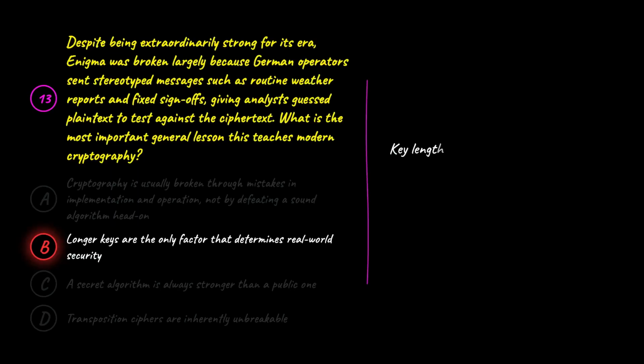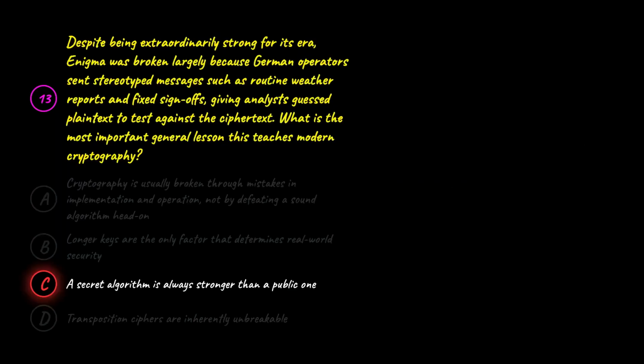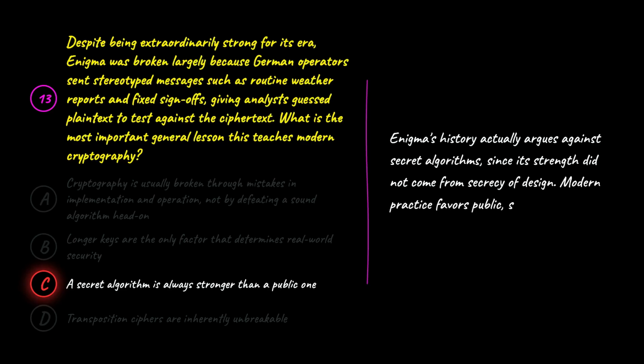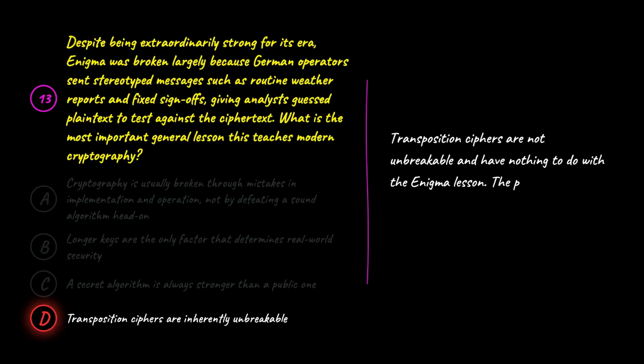B is wrong because key length matters, but Enigma's failure came from how it was used, not from a short key. Focusing only on key length misses the operational cause of the break. C is wrong because Enigma's history actually argues against secret algorithms, since its strength did not come from secrecy of design. Modern practice favors public, scrutinized algorithms under Kerckhoffs' principle. D is wrong because transposition ciphers are not unbreakable and have nothing to do with the Enigma lesson. The point of the example is operator and implementation error, not a claim about transposition.